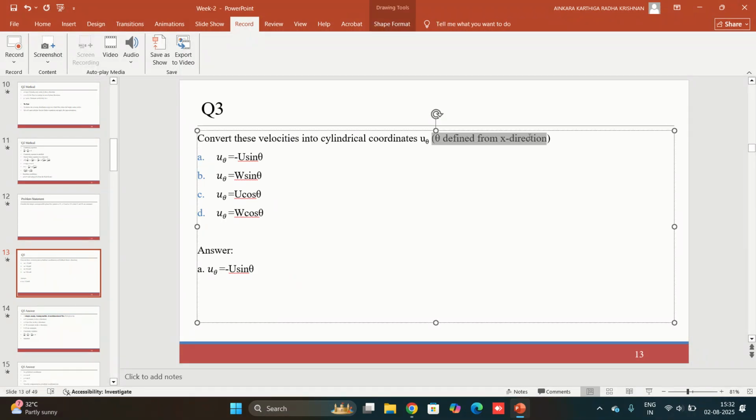This is not. I just changed the existing question, so it is looking like that. Not the thing. So now what are we asked to do? Convert these velocities into cylindrical coordinates u theta.